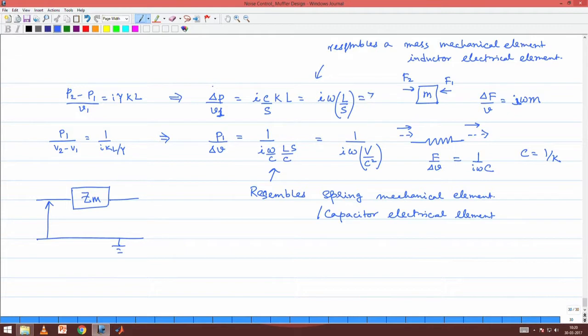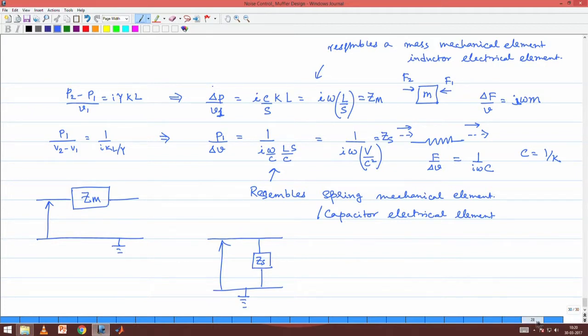So, this is denoted as Zm because of this analogy, and this is denoted as Zs because of the analogy. But the inductor picture is that corresponding to an inline position, whereas the other picture, that of the spring, corresponded to that of a shunt position. Right. So, now the question is, which of these two positions should we take? There is a very interesting analysis now that we will run into.